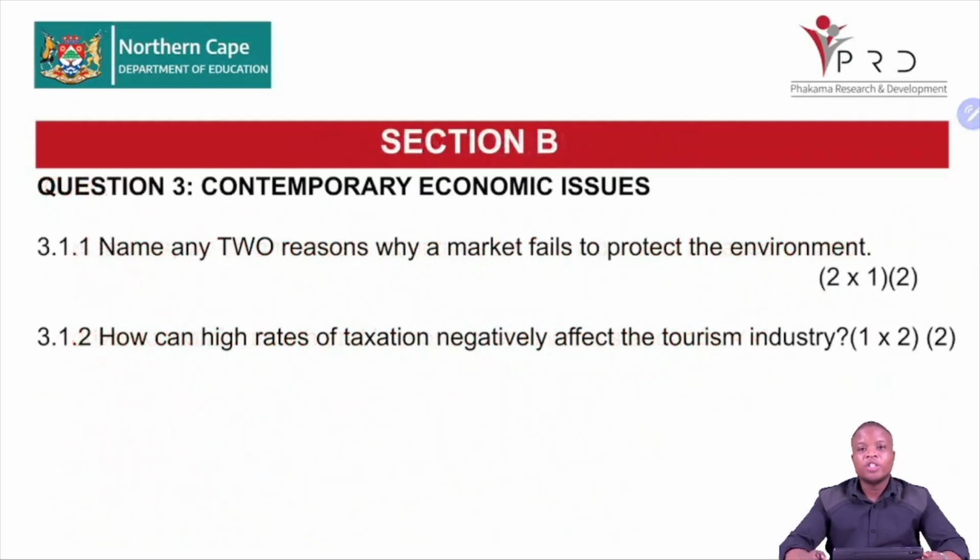Right, we move into question 3. Question 3, that is your economic issues. Remember, question 2 is only the microeconomics. Question 3, it will be your economic issues. Name any 2 reasons why market fails to protect the environment. Market, it means consumers and producers. Why are we failing to take care of the environment?